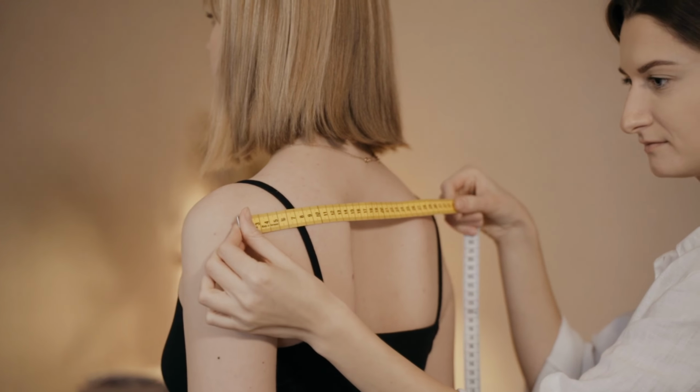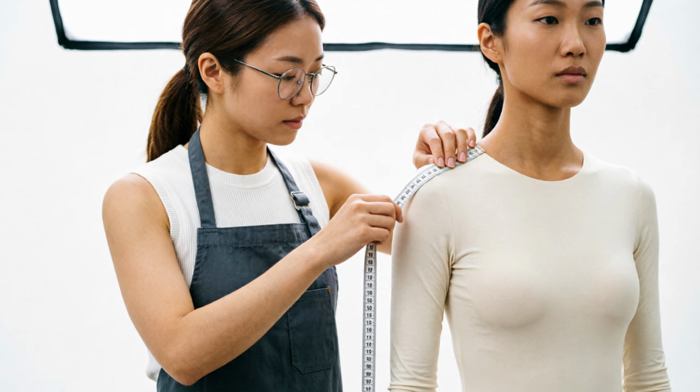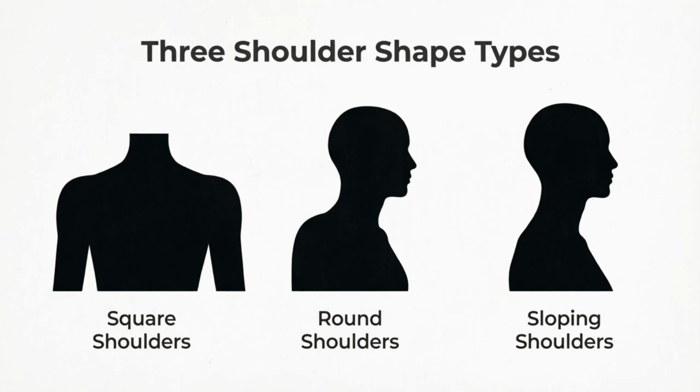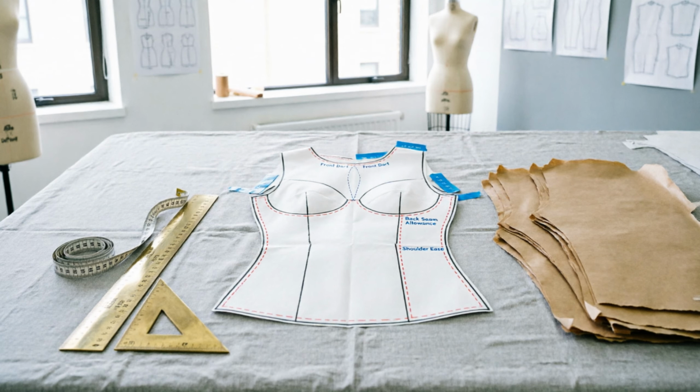Correctly identifying shoulder slope helps improve garment fit, armhole balance, and overall silhouette. That's why observing body structure carefully is essential in professional pattern drafting.